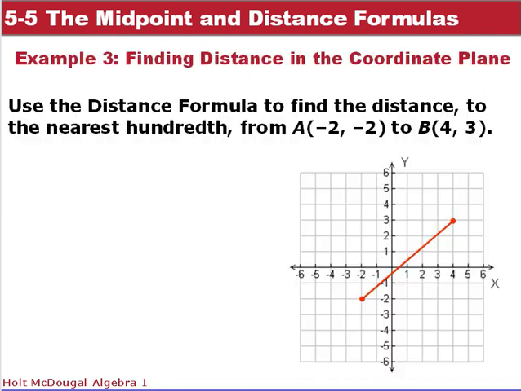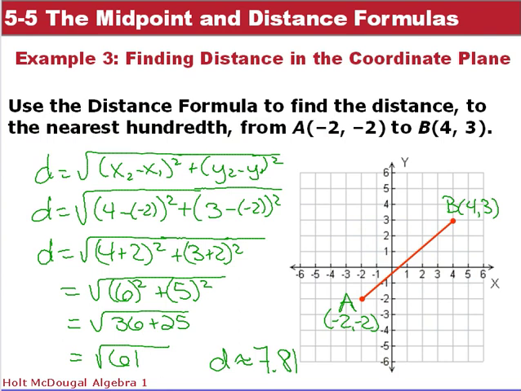So we want to use the distance formula to find the distance, to the nearest hundredth, from point A to point B. So again, the distance formula is the square root of x2 minus x1 squared plus y2 minus y1 squared. Substituting our values in, I used this as our x2, y2, and this as x1, y1. It doesn't matter which ordered pair you pick first, just be consistent. So substituting the numbers in.